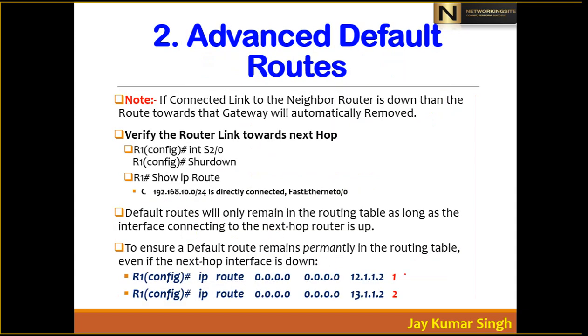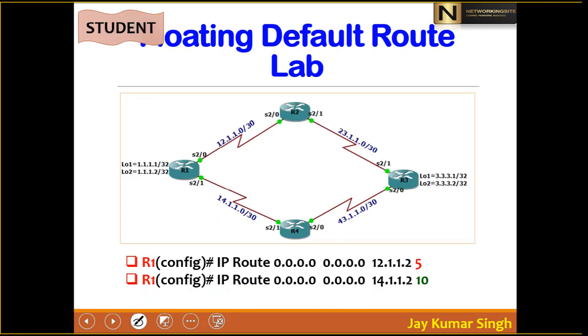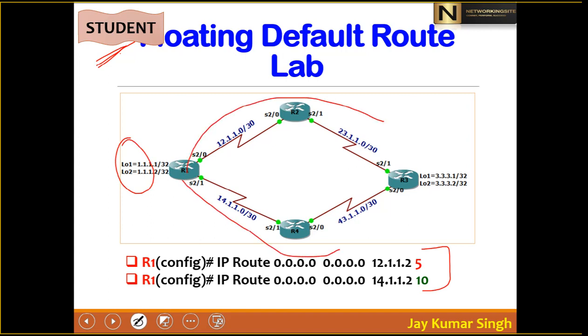The configuration, see here: one means best, two means second best, right? Now this is your student lab. The student will perform this design, and I have given the routing commands. Now you have to perform this lab and check whether your router is going via this way or this way. You can change router 2 and router 4 to ISP1 and ISP2.